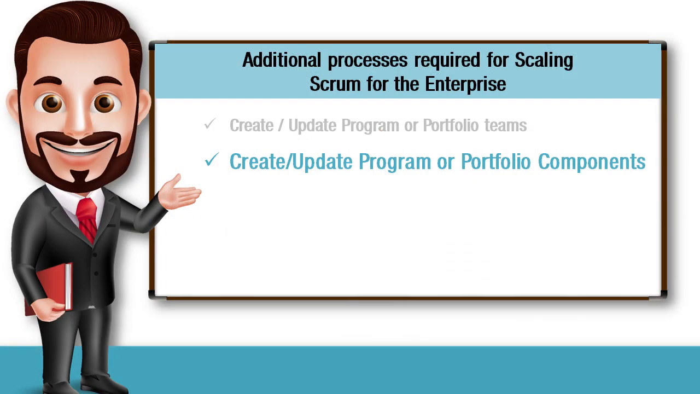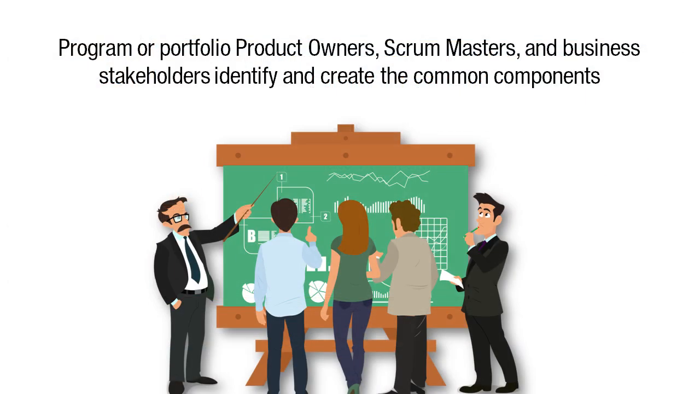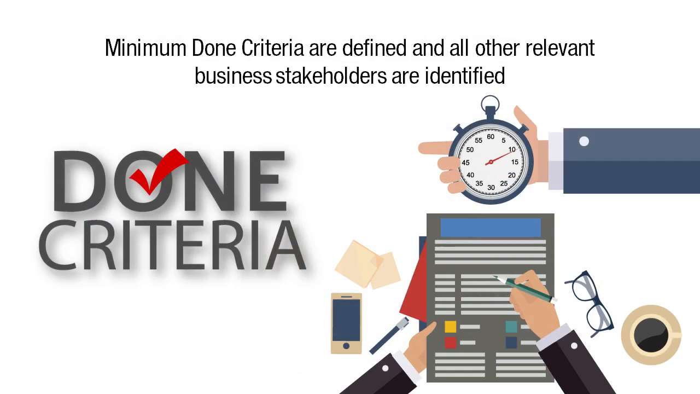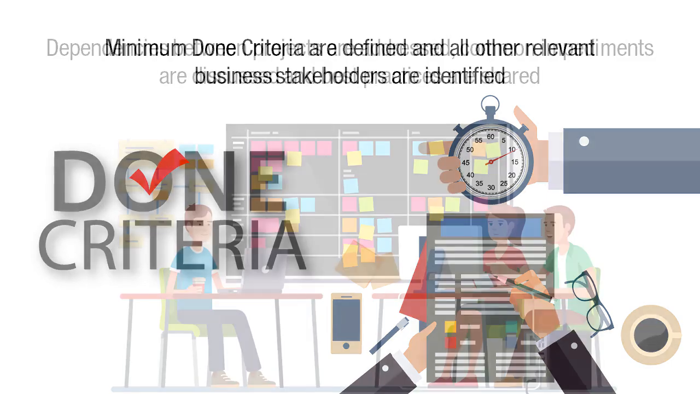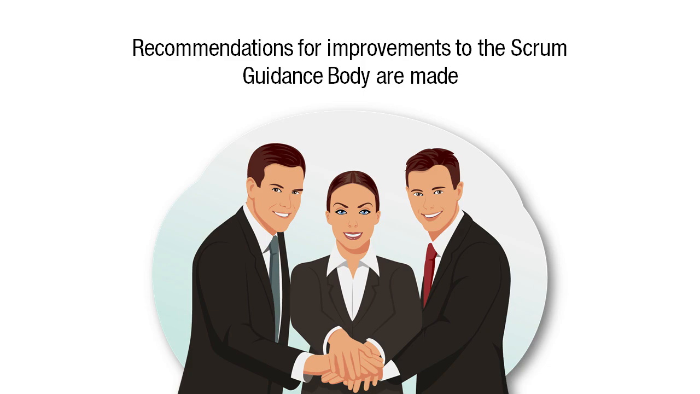Create or update program or portfolio components. In this process, the program or portfolio product owners, Scrum Masters, and business stakeholders identify and create the common components and resources required for the program or portfolio. The minimum done criteria are defined and all other relevant business stakeholders are identified. Dependencies between projects are addressed, common impediments are discussed, and best practices are shared. Sometimes, recommendations for improvements to the Scrum Guidance Body are made.